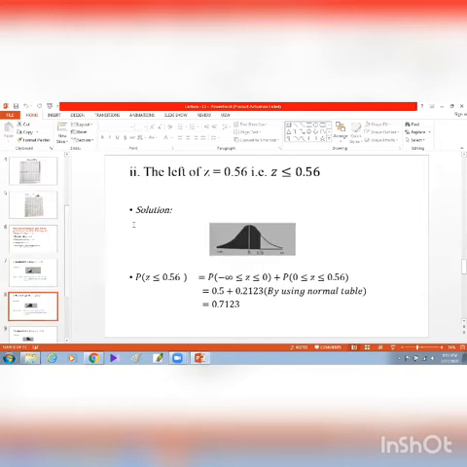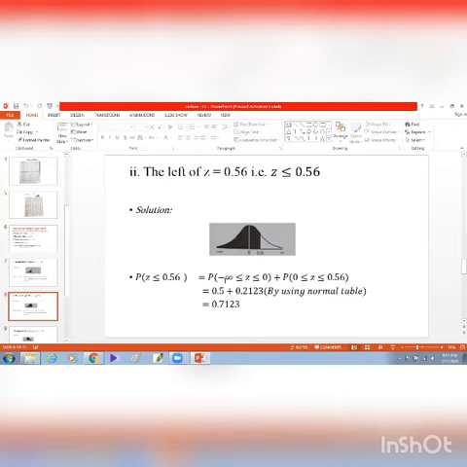Next, the left of z equal to 0.56. It indicates symbolically z less or equal to 0.56. Now probability of z less or equal to 0.56, like the previous one, if we add minus infinity to 0 and 0 to 0.56, then we get the value which is equal to minus infinity to 0.56. That means z less than or equal to 0.56.